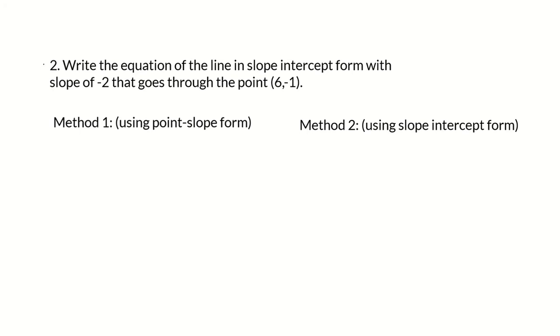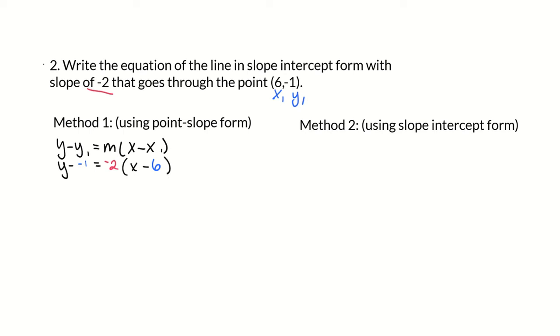That is y minus y1 equals m times x minus x1, where m is the slope and (x1, y1) is a point on the line. So since we have the slope, which is -2, we can go ahead and plug that in for m. And then this point we use as (x1, y1), so the point that the line goes through. So y1 is -1 and x1 is 6. So we have y minus -1 equals -2 times x minus 6.